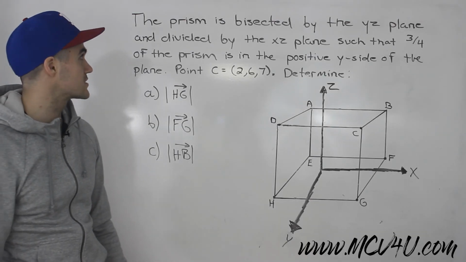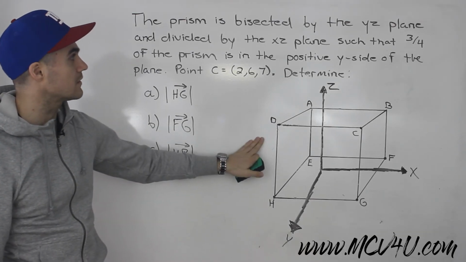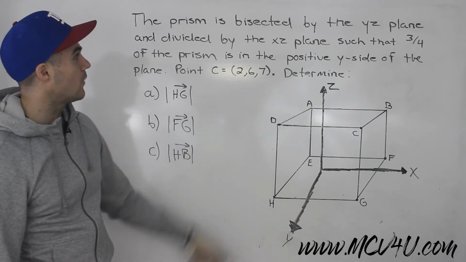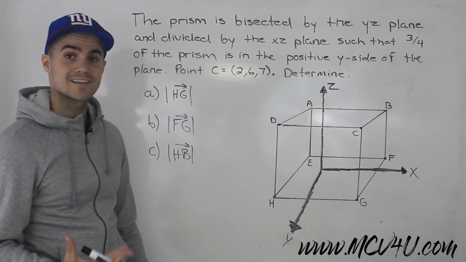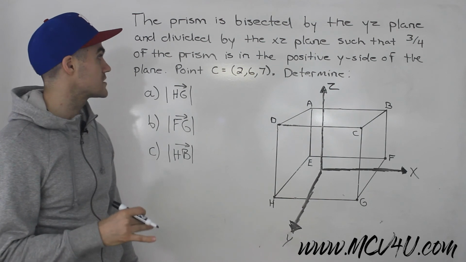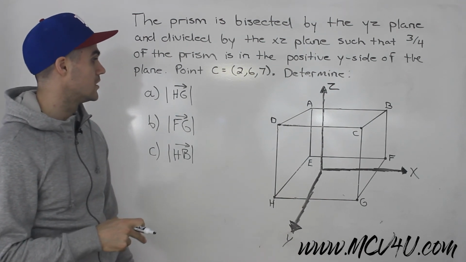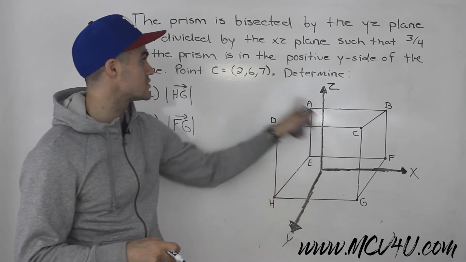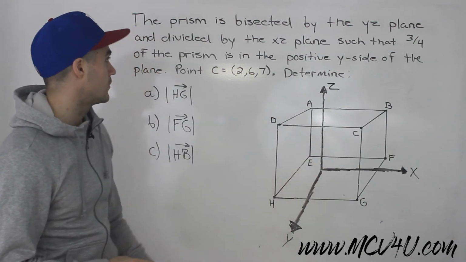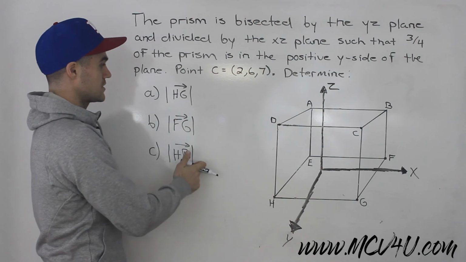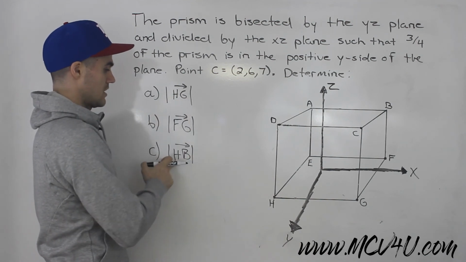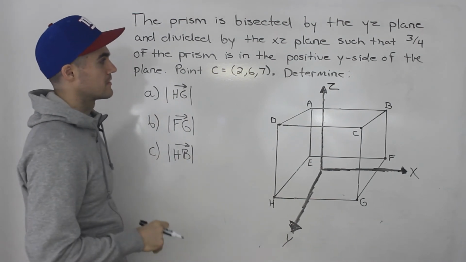Moving on to the next question. So we have a prism here. It is bisected by the YZ plane and divided by the XZ plane such that 3/4 of the prism is in the positive Y side of the plane. Point C is (2, 6, 7), and we have to determine these three magnitudes here, HG, FG, and HB.